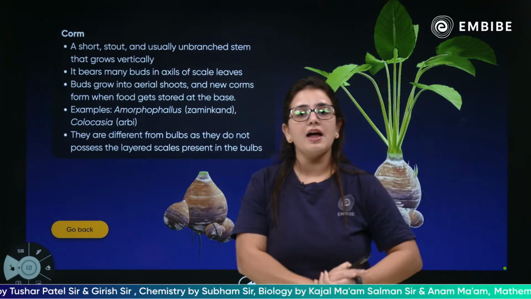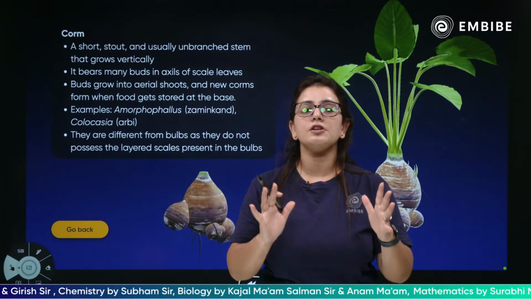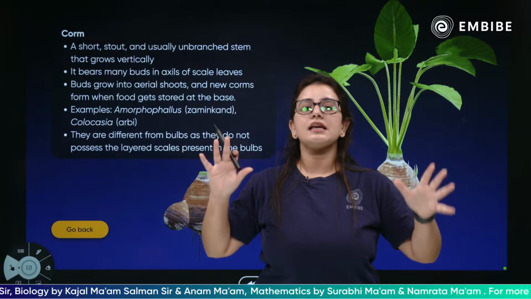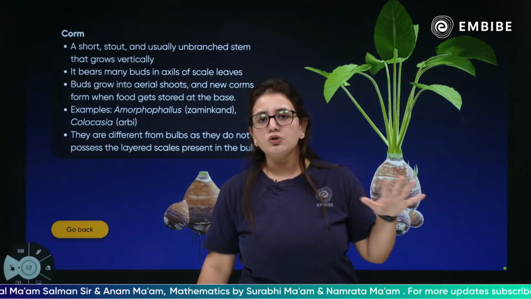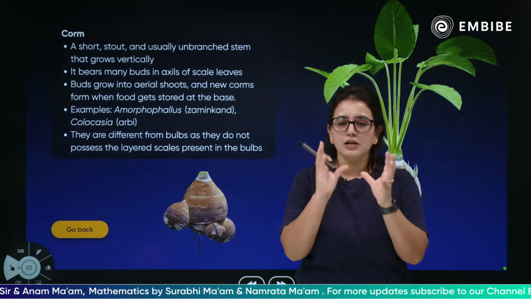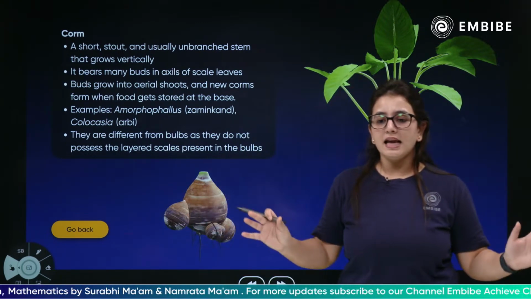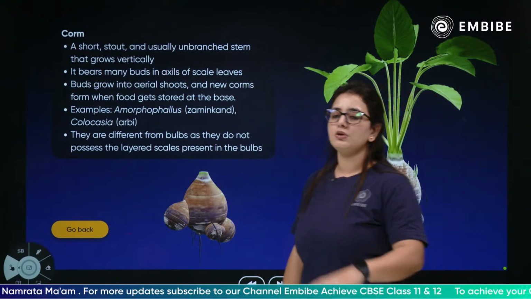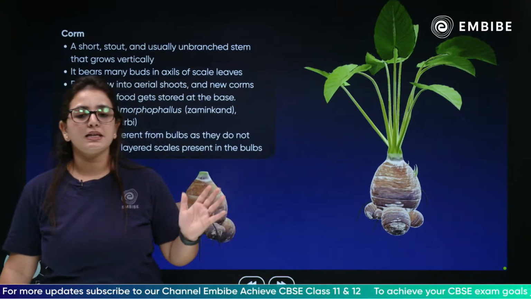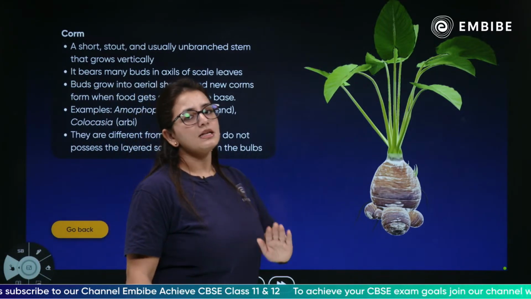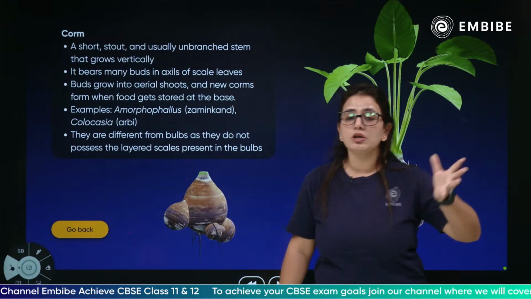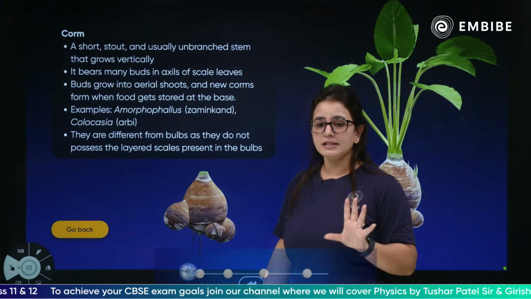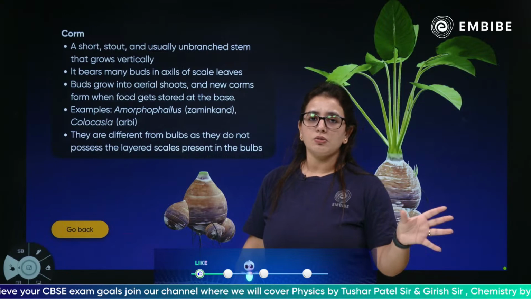The difference between the rhizome and the corm is that the rhizome typically grows horizontally, but a corm does not grow horizontally; it is basically a little swollen structure. All of you have seen that. The difference from bulbs is that corms do not possess layered scales present on all the buds. Simple. You need to remember the examples to remember the structure. Rhizome, ginger. Corm, Colocasia, Amorphophallus. Tuber, potato.